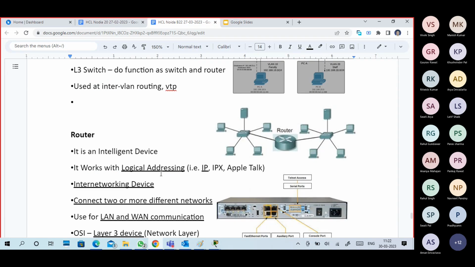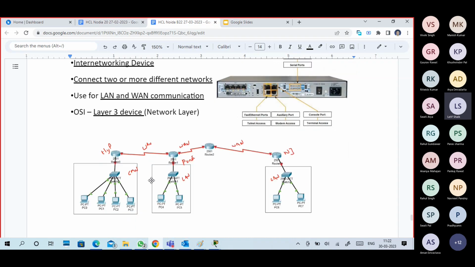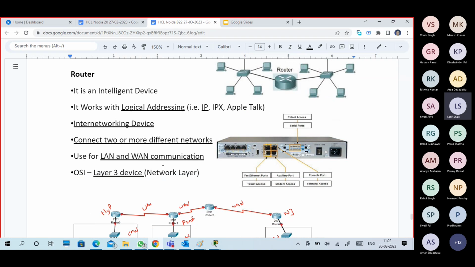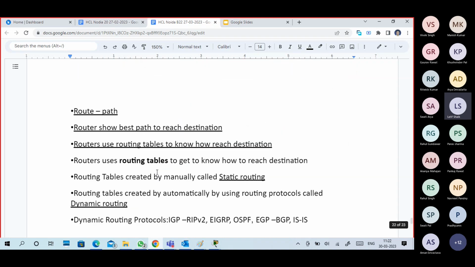Okay, the router works with logical addressing, meaning IP address. It is an internetworking device used for both LAN and WAN communication. It is a layer 3 device, and switch is a layer 2 device. Switch is used only for LAN communication, but router is for both LAN and WAN communication. A router is not meant for connecting multiple devices, guys. It is used to connect and communicate between different networks. That is internetworking.